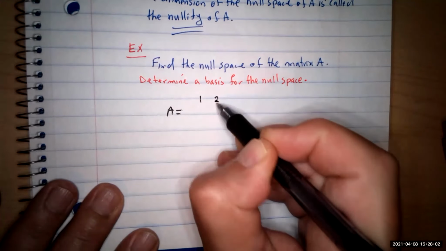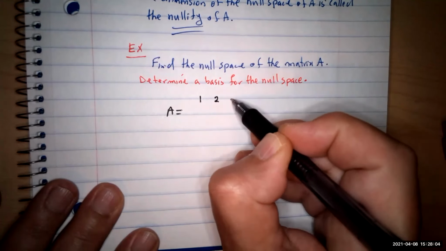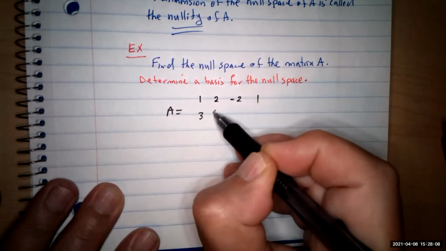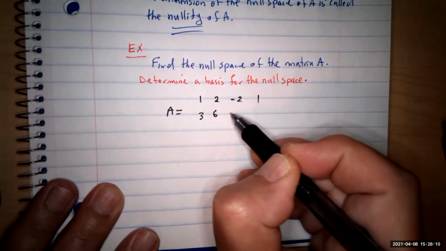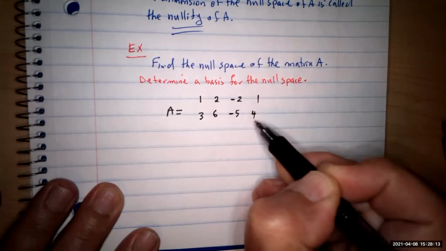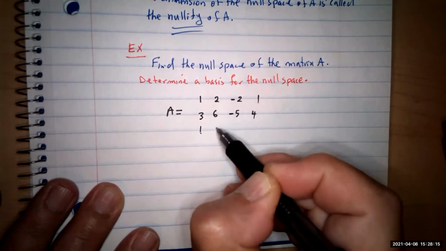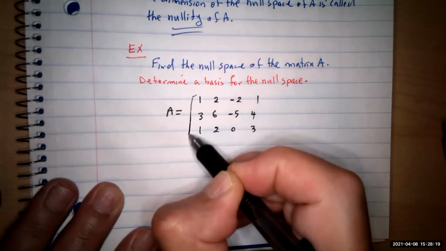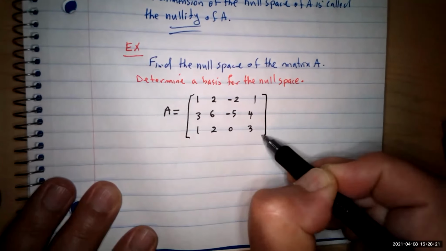You have 1, 2, -2, 1, and 3, 6, -5, 4, and 1, 2, 0, 3. This is the given matrix, and you want to find the null space.